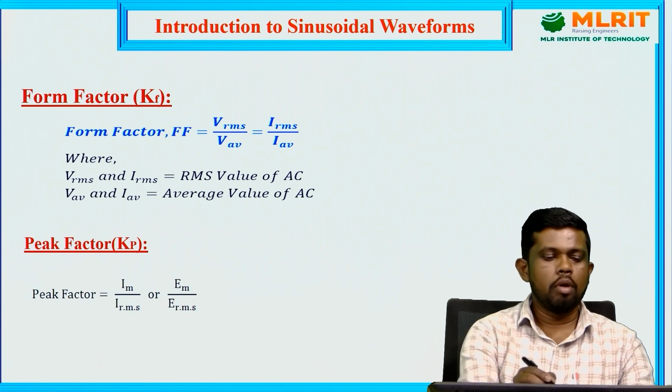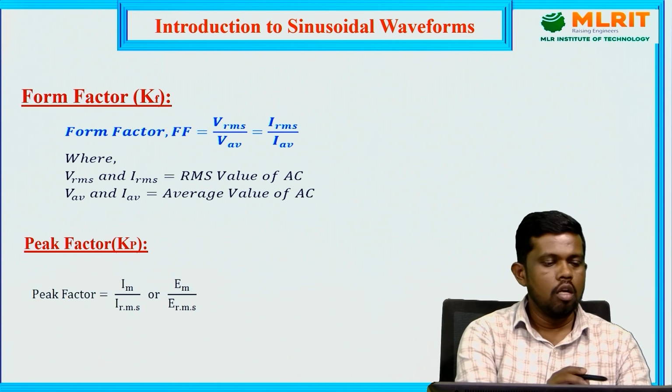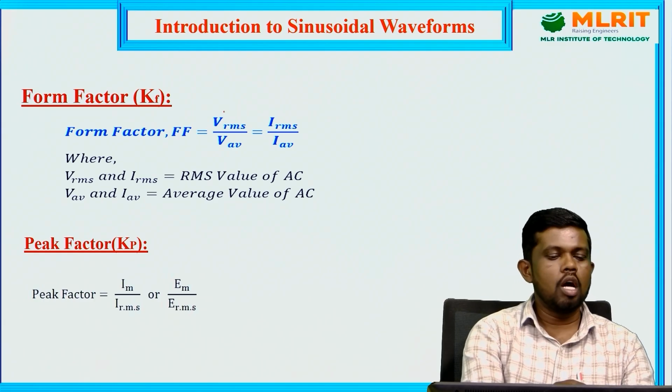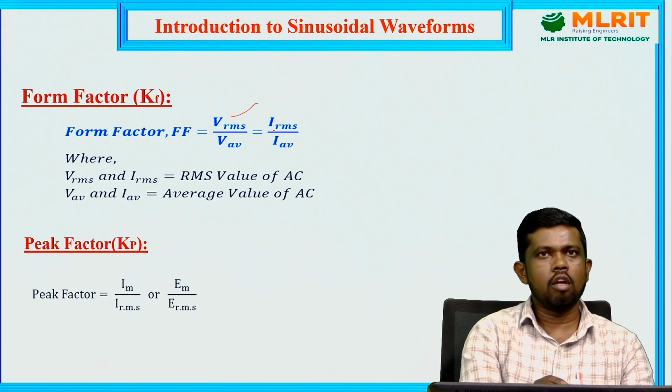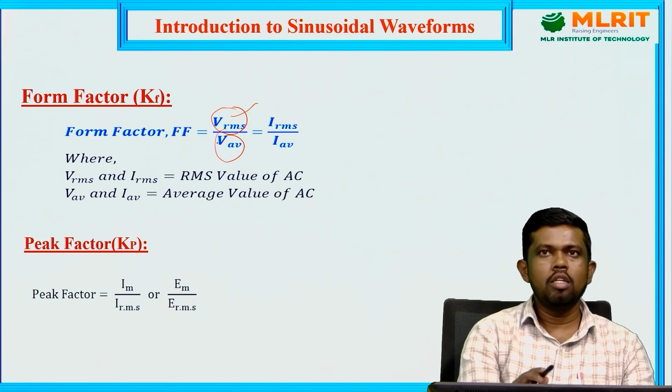Next, based on that, we need to discuss the form and peak factors. The form factor is the ratio of the RMS value of any alternating quantity to the average value. For a sinusoidal waveform, it is the ratio of the RMS value to the average value.